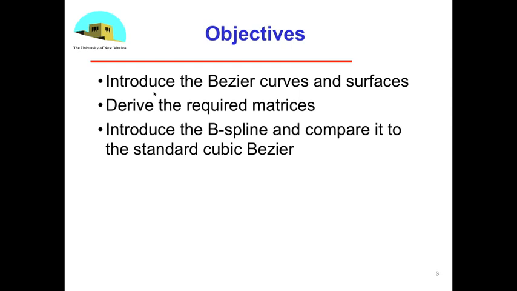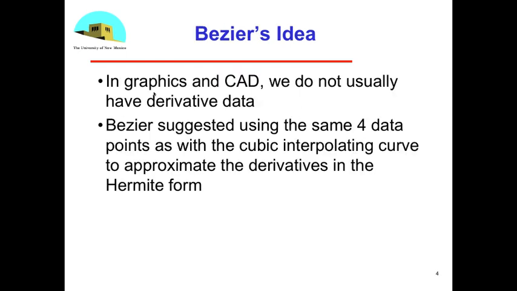So we start with the idea that we don't have derivative data in most graphics and CAD situations. We indicate points either from some model or actually making measurements, but we generally can't measure the derivatives very well. So what Bezier did, and he did this in the 50s, designing car body shapes in France, was to use the same points to get an approximation for the derivatives in the Hermite form.